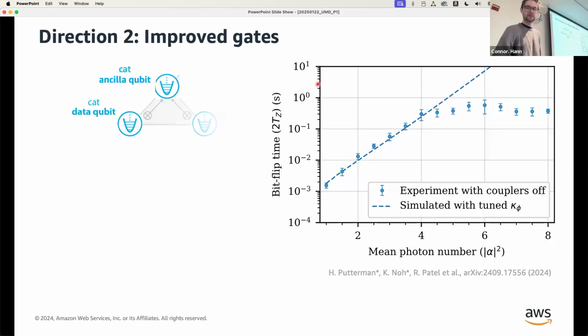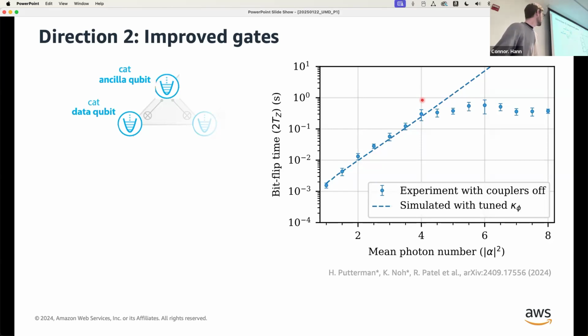So here's some of the data I was talking about before, where we have bit flip times for an individual cat approaching about a second. And indeed, you get almost there with about 4 photons in the cat. So it's really very long bit flip times for comparatively quite small cats.